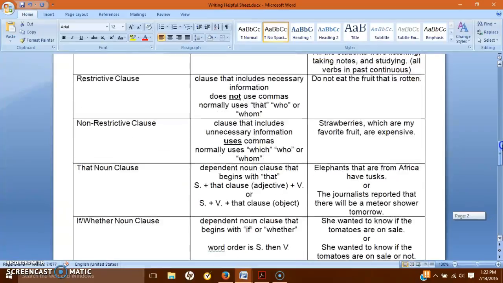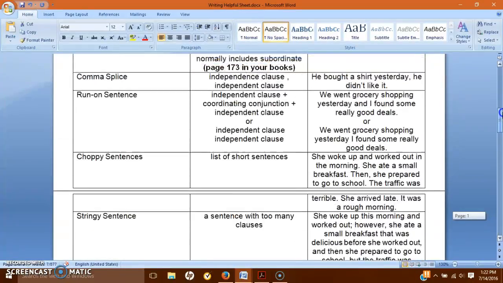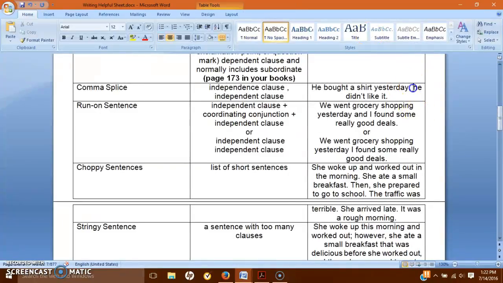And what you can do if you have a comma splice is you can just simply keep the comma and add a coordinating conjunction. So which one would be the most appropriate here? He bought a shirt yesterday, probably but he didn't like it because it's signaling a contrast, or and would work as well. Something like yet or nor wouldn't really work here.